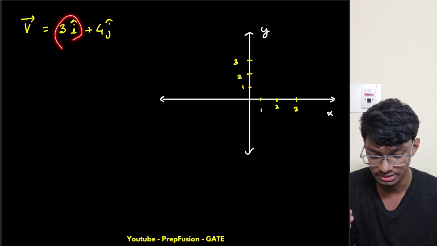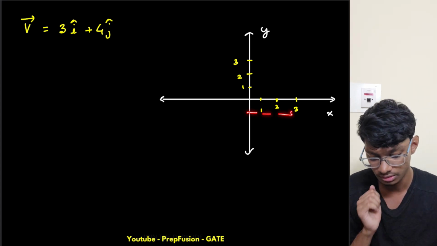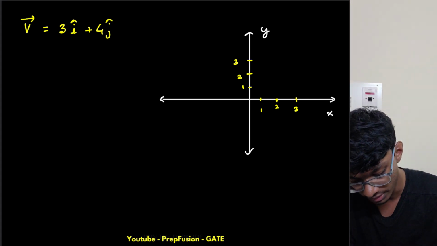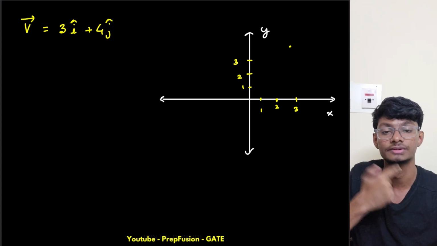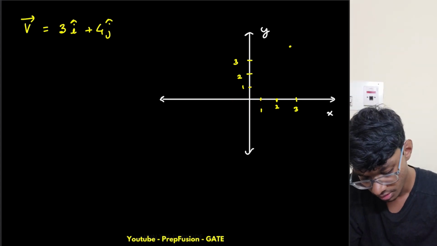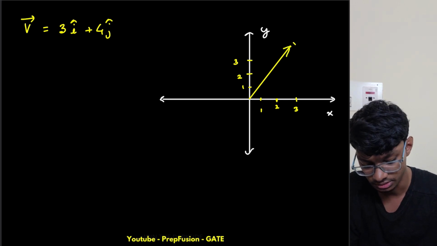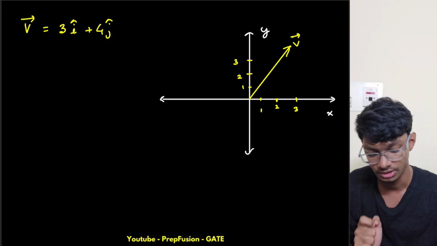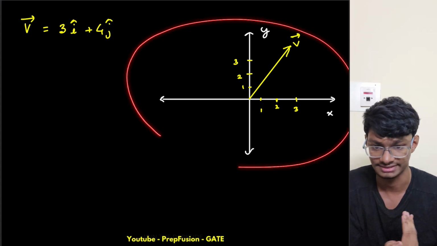So what this is telling us is to move 3 steps along the x direction, then move 4 steps along the y direction. So my point will be along here, but I have to find the direction. Direction is always with respect to the origin. So the vector will be defined like this. This is the vector v with respect to the origin. So this is the basic meaning of this vector v, which is represented in the axis, right?